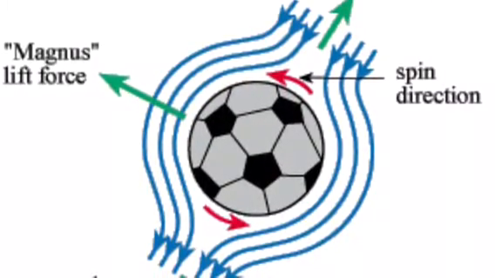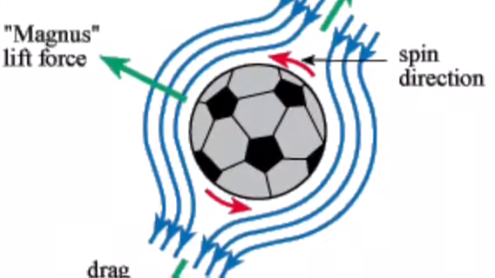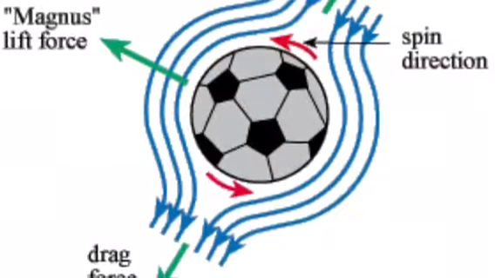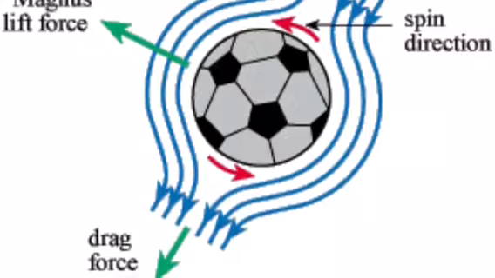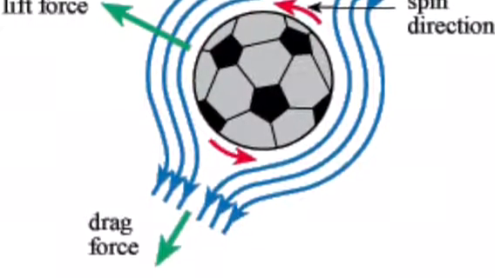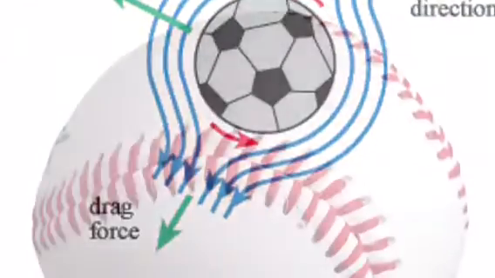On the opposing side, the boundary layer is moving in the same direction as the air passing by, so there is no collision and the air collectively moves faster. This sets up a low-pressure area. The pressure differential, high on one side and low on the other, creates a lift force, otherwise known as the Magnus force, that causes the ball to move in the direction of the pressure differential.